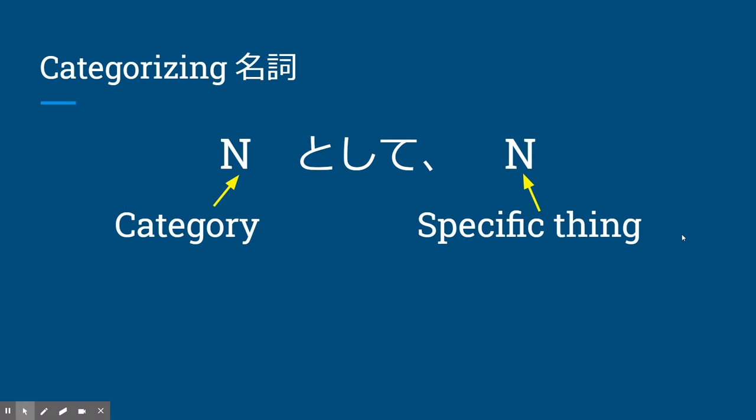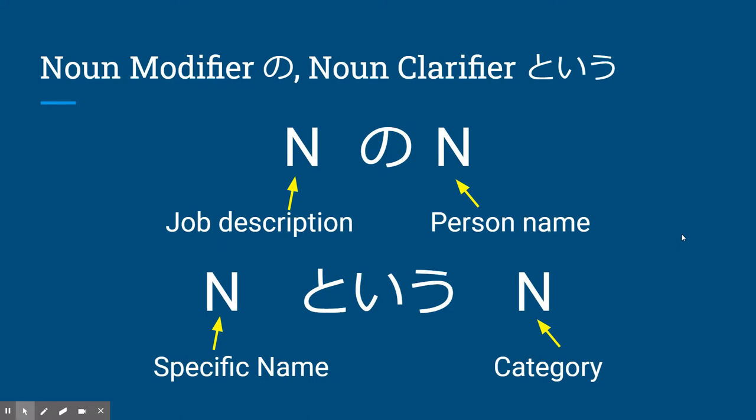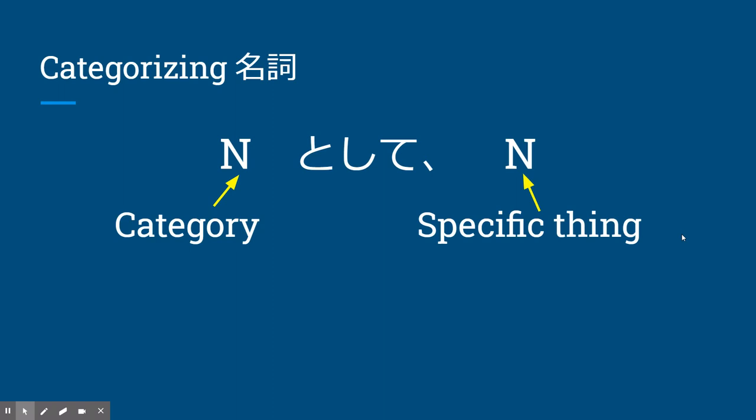We can also categorize with toshite. And this is an interesting one. Well, obviously you're modifying a meishi, but you're modifying it with a category, which is different than the one before. It's a little bit different. This is a name and then category versus a specific thing in a category.